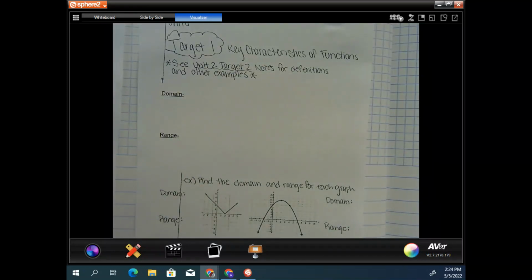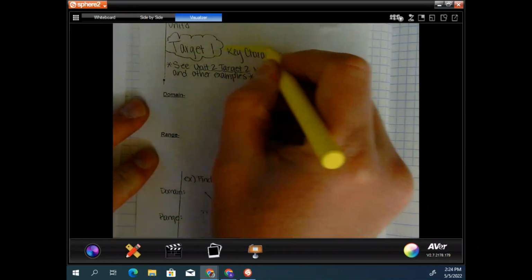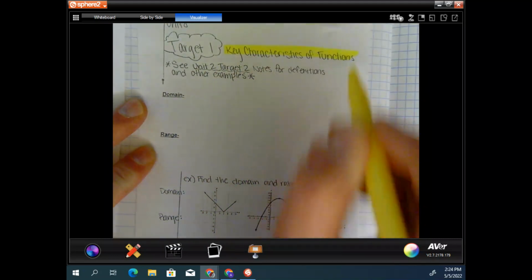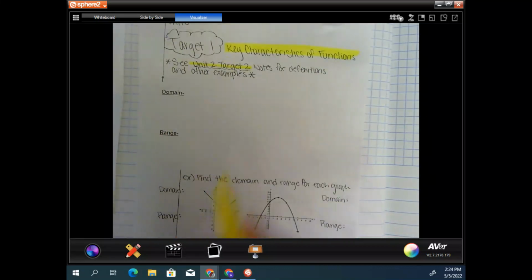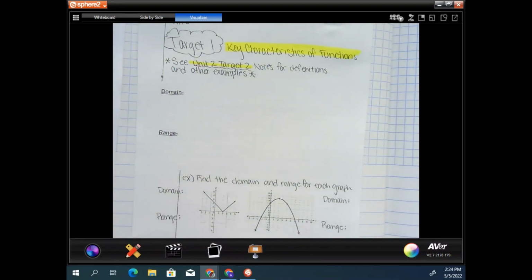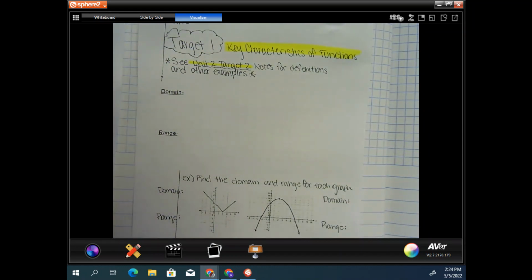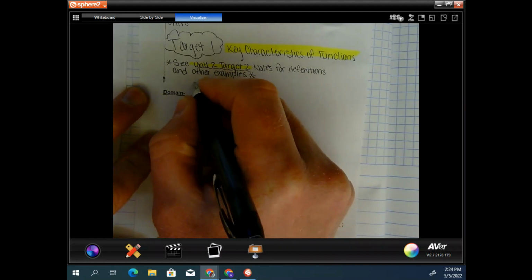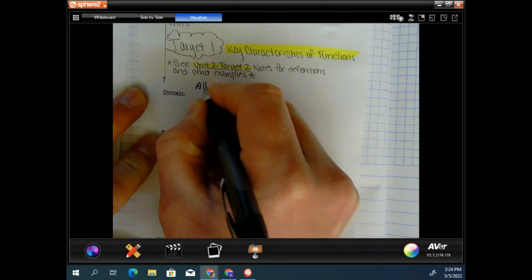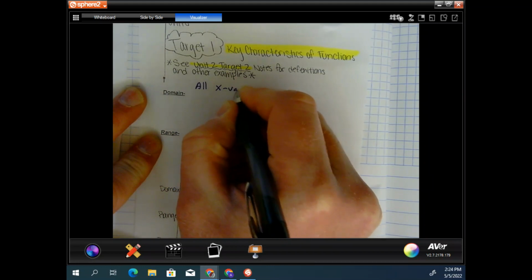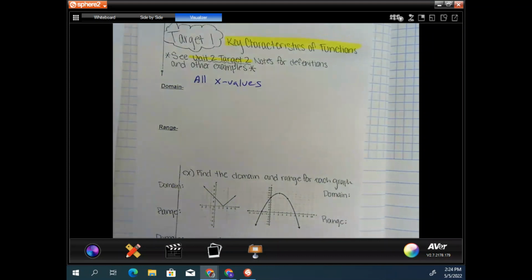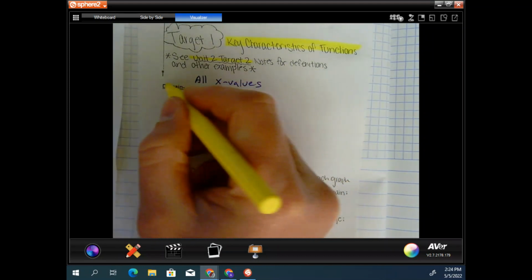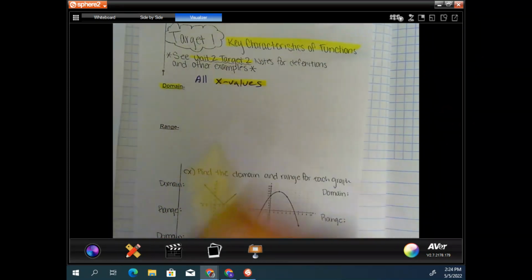All right, so Target 1, Key Characteristics of Functions, is the title of our lesson. If you have questions, you can see Unit 2, Target 2 notes for definitions and other examples. Our first vocab word is domain. Just a reminder that domain is all x values. So when we're talking about domain, we are referring to our x values. I'm going to highlight that.